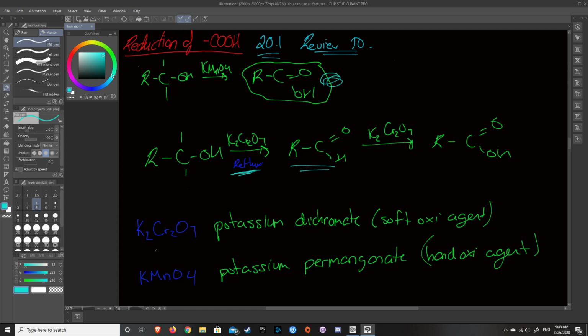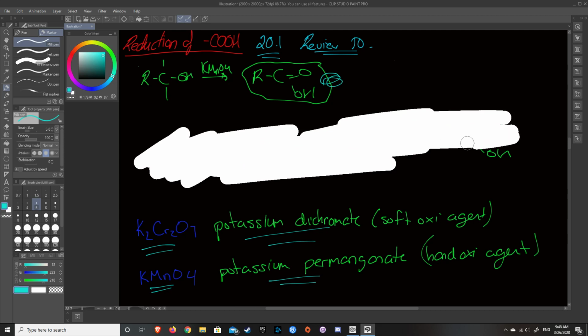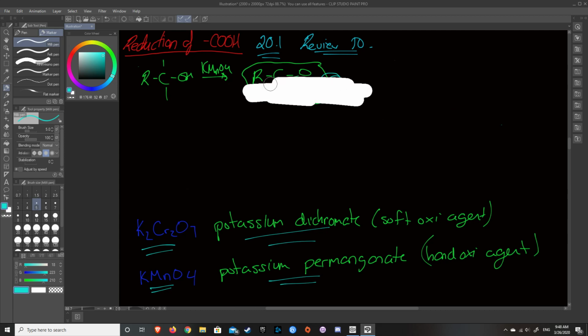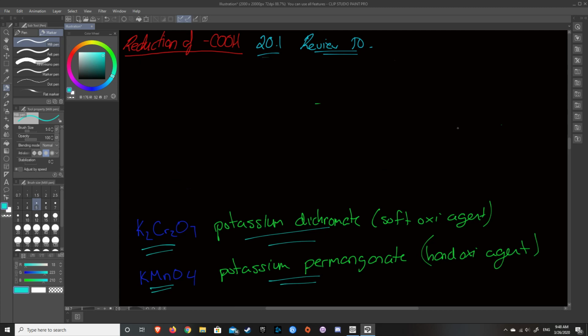So these are the two that you must know. Two that you must know, and their names and whether they're soft or hard oxidizing agents. So okay, let's talk quickly then about reducing agents. I'm not going to really do any examples of that, just because I expect you to have done that in Unit 10. If you haven't, then you'll have to wait until I post some Unit 10 videos online.